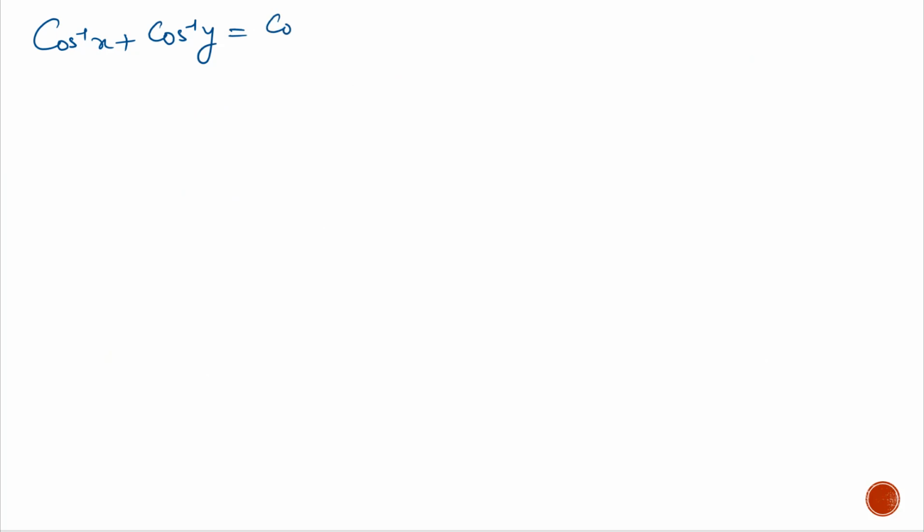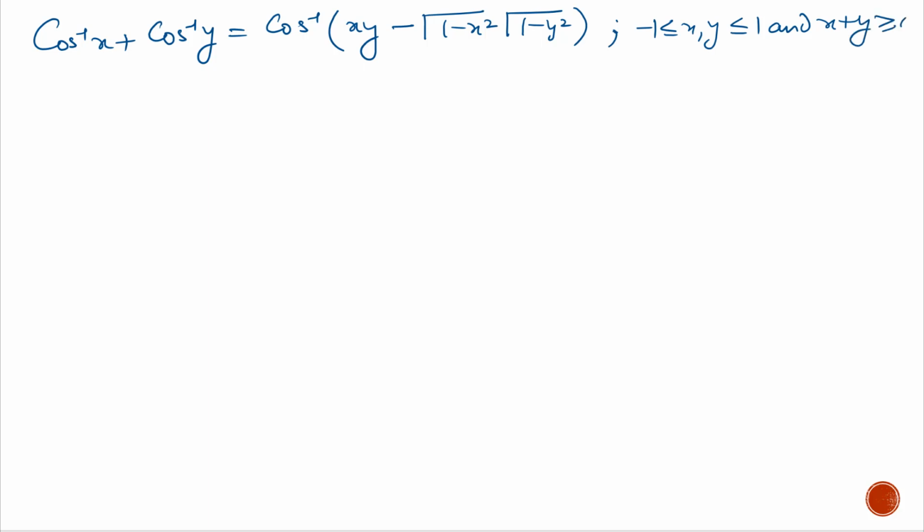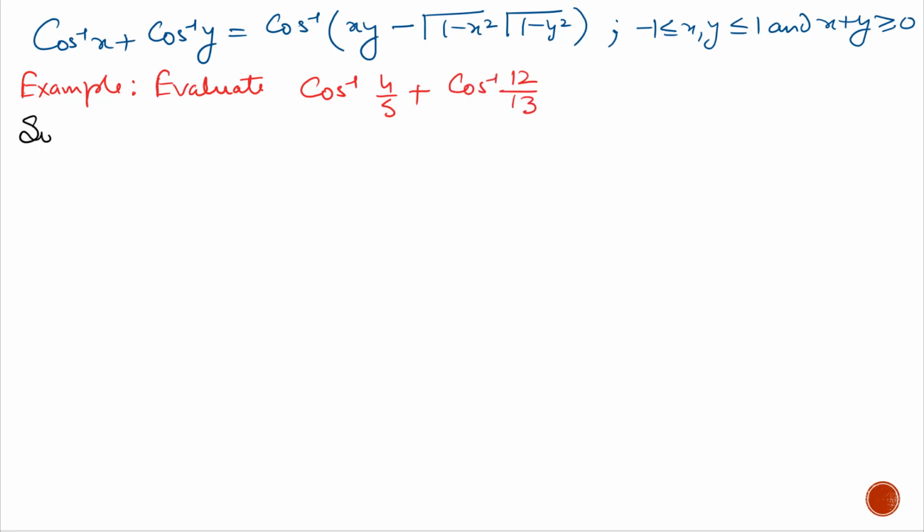One more formula: cos inverse x plus cos inverse y equals cos inverse of xy minus the root of 1 minus x square and the root of 1 minus y square. We can straight away use this formula, or we can use an alternative method. We'll understand this by an example. Evaluate cos inverse 4/5 plus cos inverse 12/13.